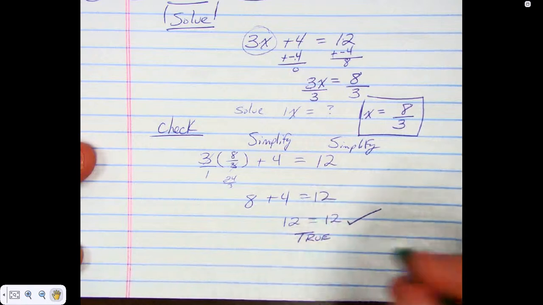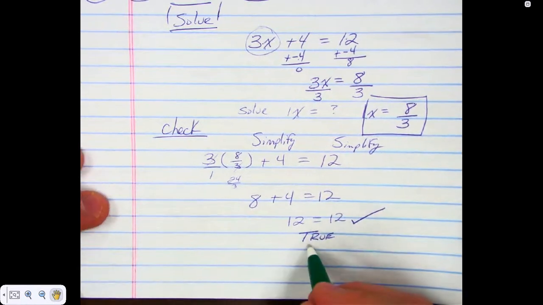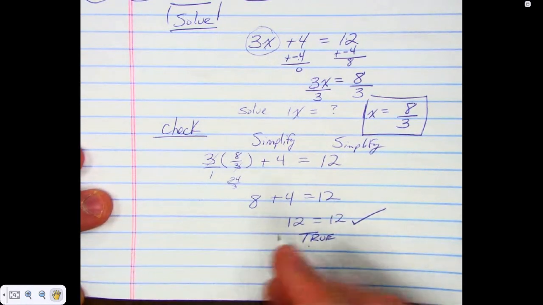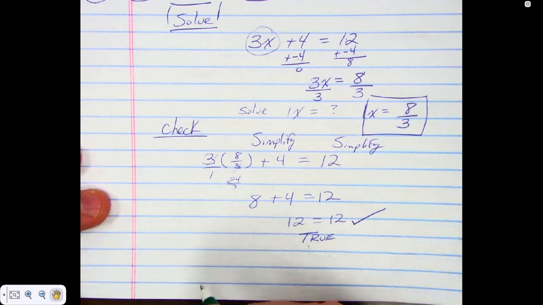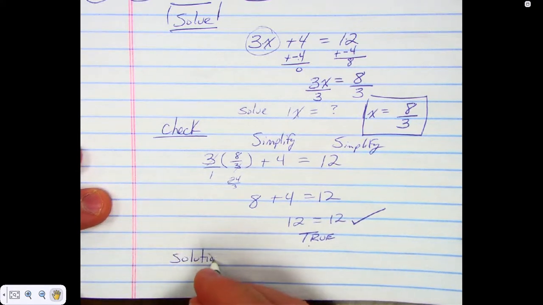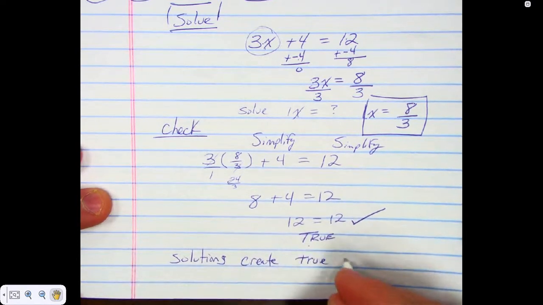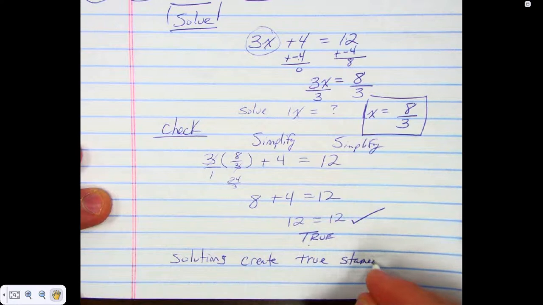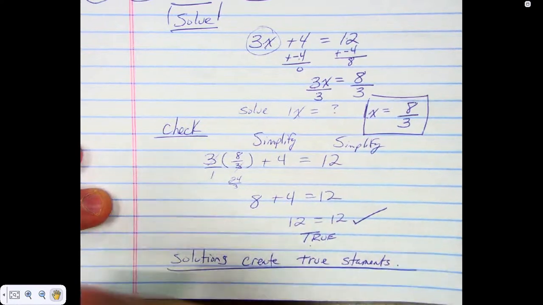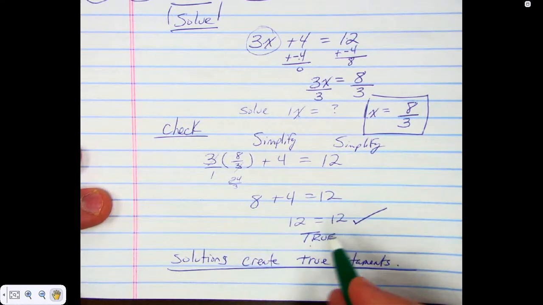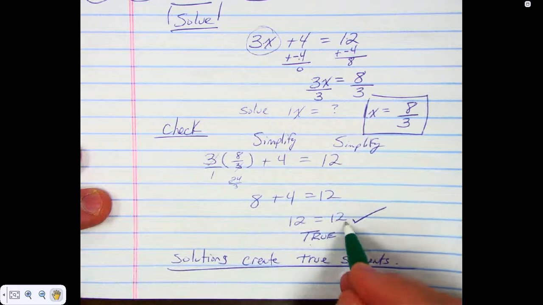Check. You're done. If you come up with a solution to something that creates a true statement in an equation, solutions create true statements. Non-solutions create false statements. This creates a true statement. 12 is equal to 12.